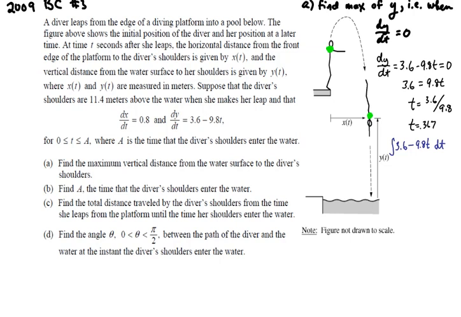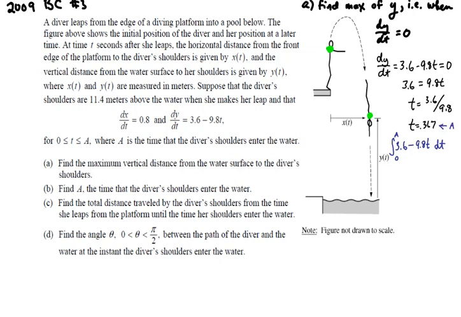Now one thing that we can do here, we do know that the diver starts at 11.4 meters. The shoulders are 11.4 meters above the water when she makes the leap. And at time t equals 0.367, she reaches her highest point. So what we could do is do a definite integral, which we can use our calculator for here. And that would start at time t equals 0 and go to time t equals a, where of course a is 0.367.